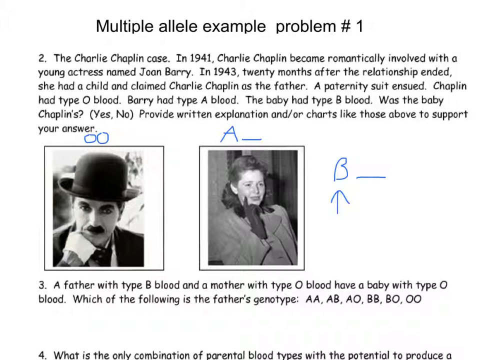Now, let's look at this problem below. A father with type B blood and a mother with type O blood have a baby with type O blood. What is the father's genotype? Well, the father is B blank and the mother is O. Because the mother is O, we know that the mother is OO. We know that the baby was type O blood, so we know the baby was OO. So if mom gave the child an O, what did dad give the child? Dad gave the child the other O, so we know that the dad had to be type BO blood.